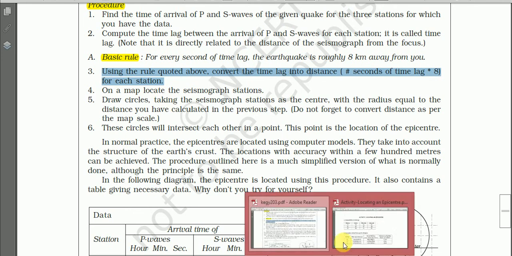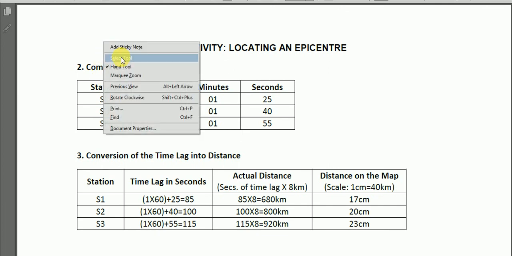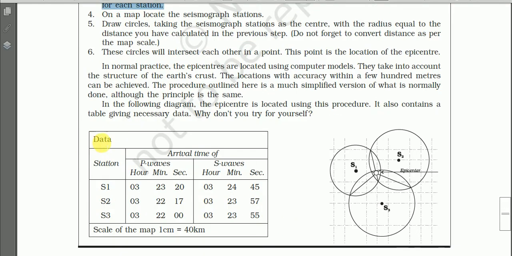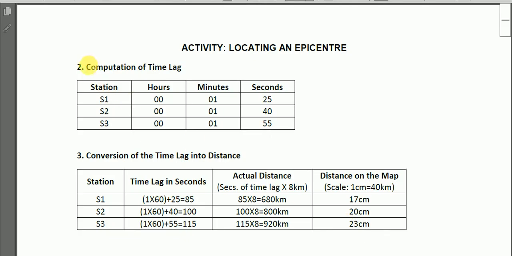So here we have the solution. From the data we are computing the time lag. This table shows the arrival time of P waves and S waves, and from this data we are computing the time lag. So this is the time lag of station 1. See here, we have a time lag of 1 minute and 25 seconds.